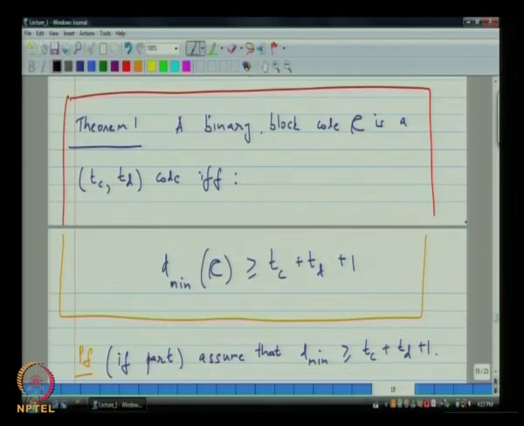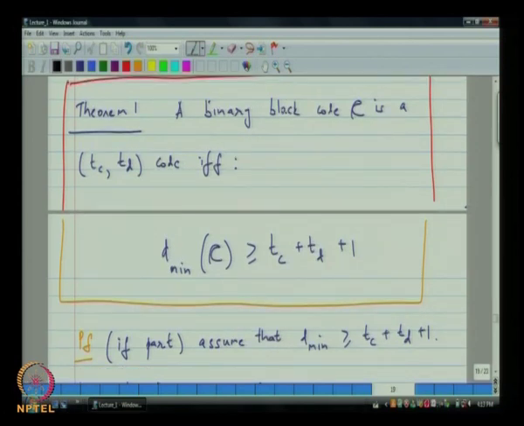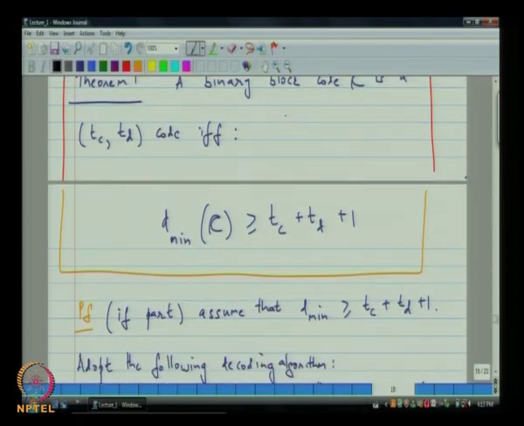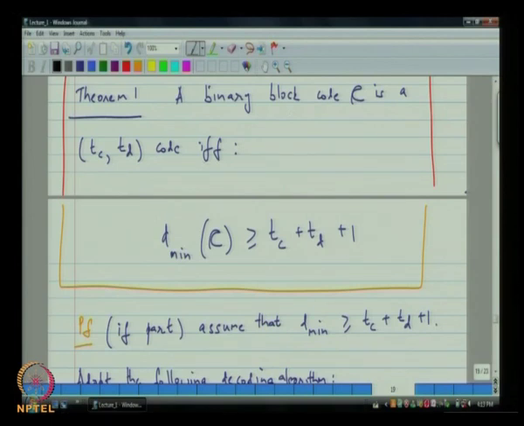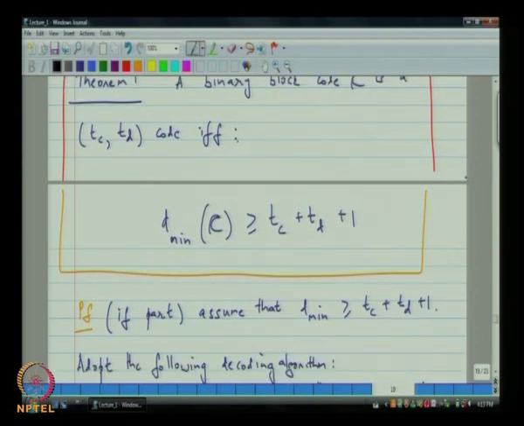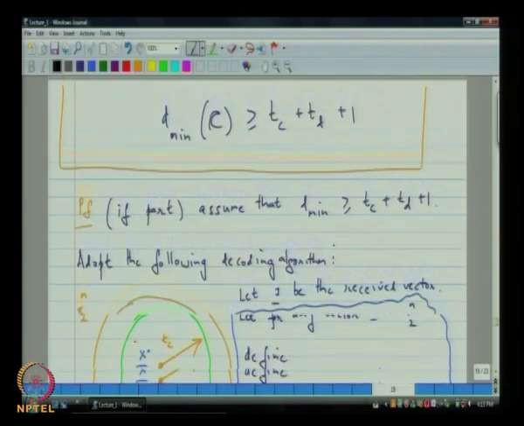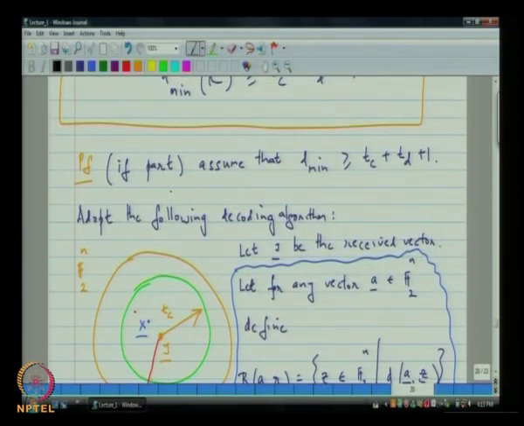And the theorem that we were in the midst of proving is that a binary block code C is a TC/TD code if and only if the minimum distance of the code is greater than or equal to T sub C plus T sub D plus 1. Now IFF here means if and only if, which means we have to prove 2 things. One is we have to show that if this condition is satisfied, then the code is in fact capable of correcting T sub C errors and detecting T sub D errors. Okay. So, we went through the proof of the if part. I will go through that once more and then pick up the only if part.